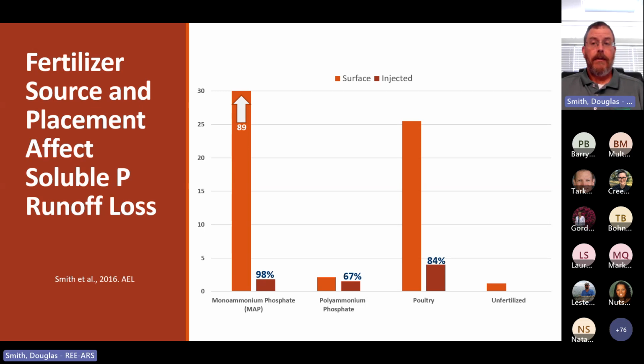Alternatively, we would inject that fertilizer. We would do that by digging a trench, placing the fertilizer in that trench, and then covering it up. And it would only have to be about 1/2 inch to 1 inch deep. So not a tremendous amount, but that more intimate contact between the fertilizer and soil greatly reduced the amount of phosphorus loss.